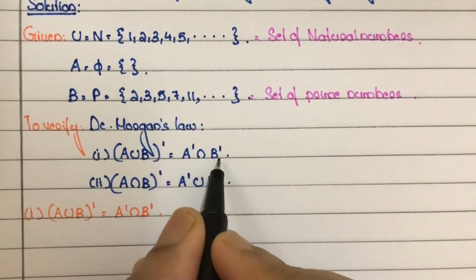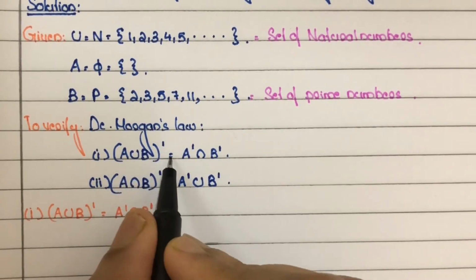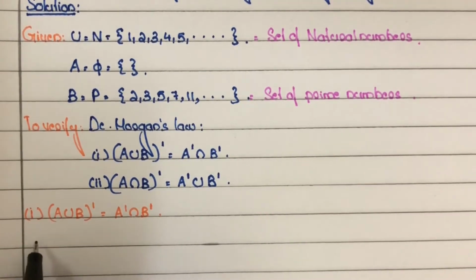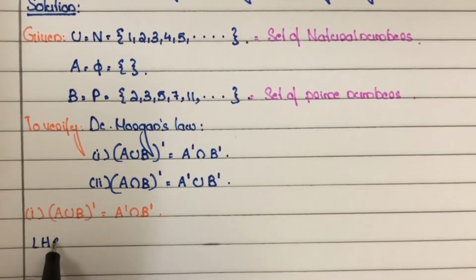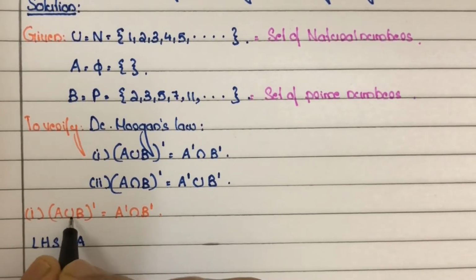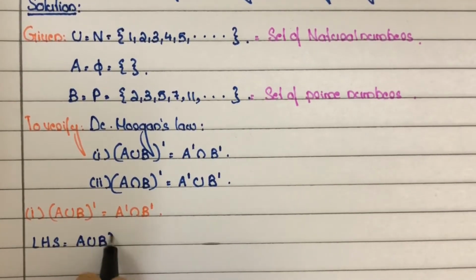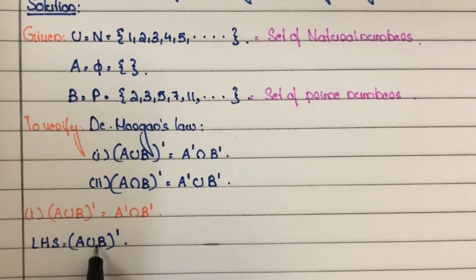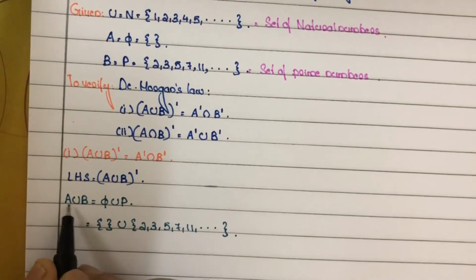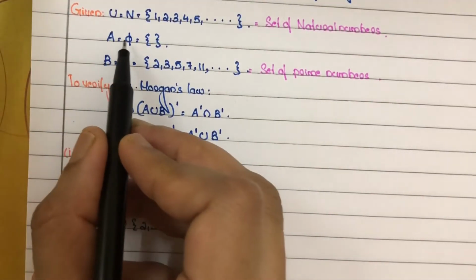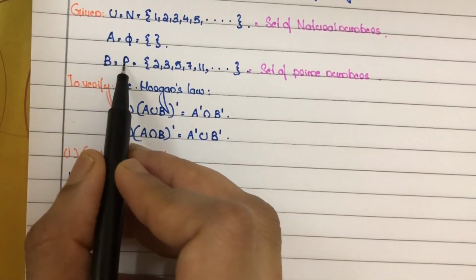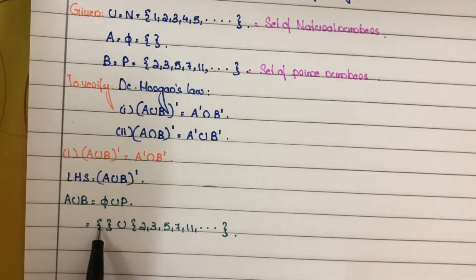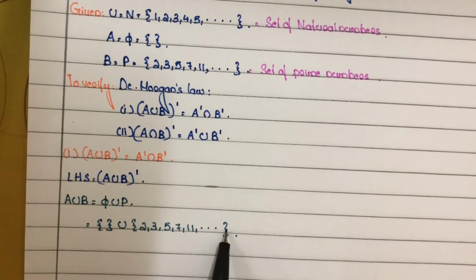Now consider the first law, that is A union B whole complement equal to A complement intersection B complement. First consider LHS. LHS equal to A union B whole complement. First we can find out the value of A union B, right? A equal to 5 and B equal to P. So A union B is equal to 5 union P. Null set union set of prime numbers.